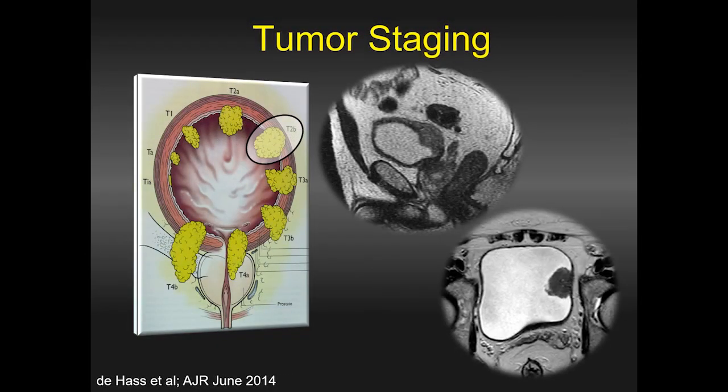T2B is when the entire thickness of the bladder muscle, or detrusor muscle, is involved. In this case, you can see there is a thickening of the bladder wall with the gray signal of the tumor extending the entire length of the bladder wall, with maintenance of the normal signal anteriorly. A different patient, again left lateral wall: you can clearly see there is no stalk present, and it clearly extends the entire width of the detrusor muscle.